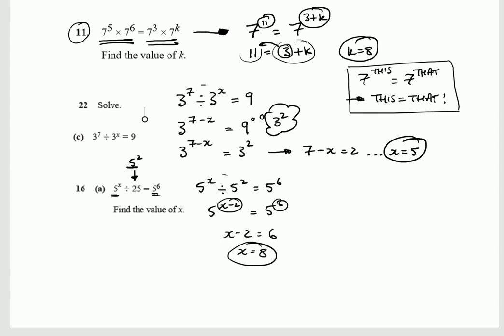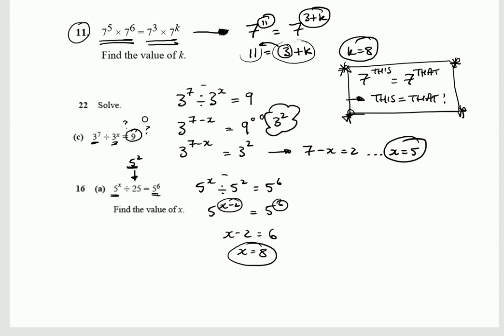So these last two questions are quite a bit more difficult than the other questions on the sheet. The way that we deal with them is by spotting the odd one out. 3 to the power of something divided by 3 to the power of something equals 9. Well, that's clearly the odd one out. And we can write 9 as 3 to the power of 2 and use our laws of indices. And this equals that principle that we saw over here.